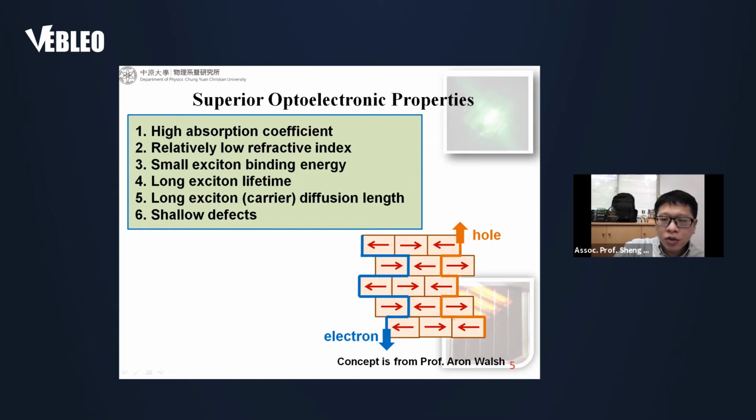This picture is proposed by Professor Walsh. It means that the cation can be considered as these dipoles. So the electron flow and the hole flow can be separated spatially. So the electron and the hole will not be combined easily. So the fill factor is high in solar cell. I think this is the main concept of perovskite solar cell.